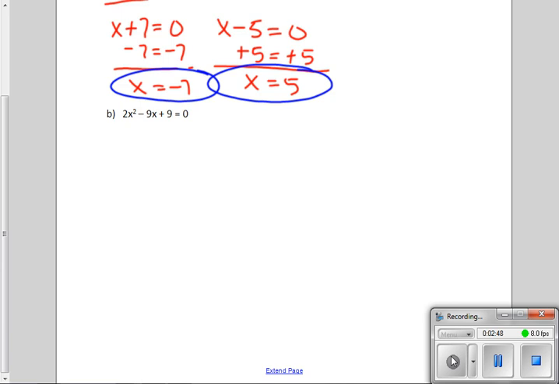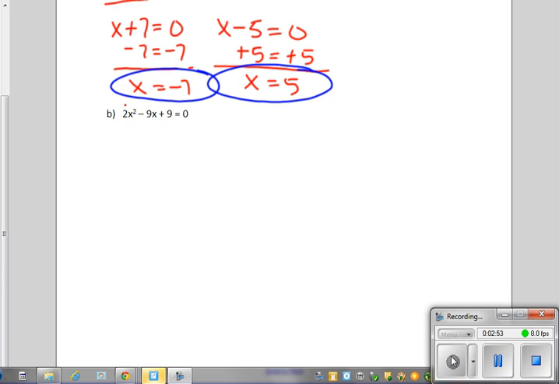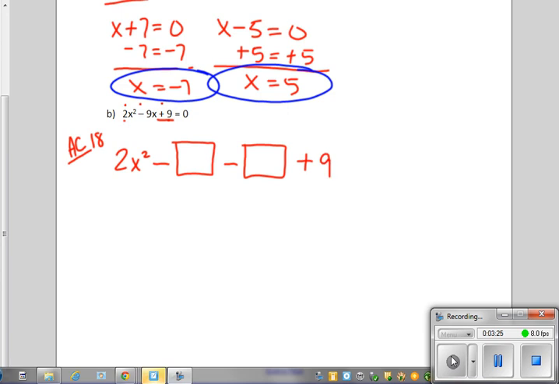If you check out example 2 here, or example B, you would notice that A is not 1. When A is not 1, we had a different tactic to go ahead and factor this down into two binomials. What we did is we took the product of AC. So here's A times C. We came up with 18. The next thing that we did is we go ahead and we put down 2x squared, and we saw that this was minus plus, which would be minus something and minus something, and then we'd go ahead and say plus 9.